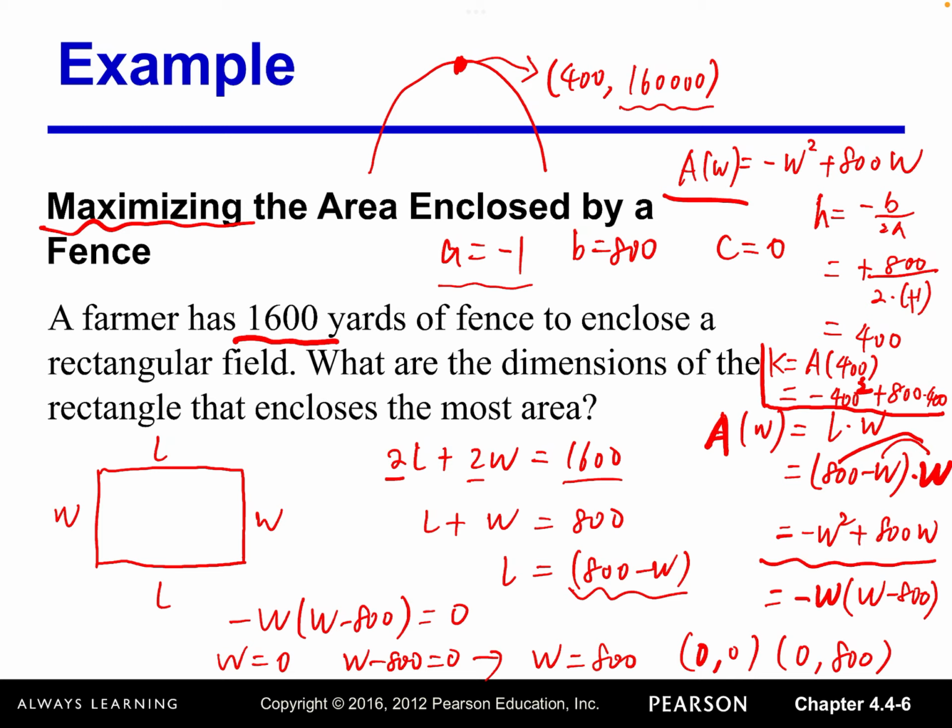So what does that mean? That means the dimensions of this rectangular garden or yard: the width should equal 400, and the length, 800 minus 400, also equals 400. So actually this is a square. When we make the fence a square, it maximizes the area. So that rectangle encloses the most area. So we used a quadratic function to solve this application problem.